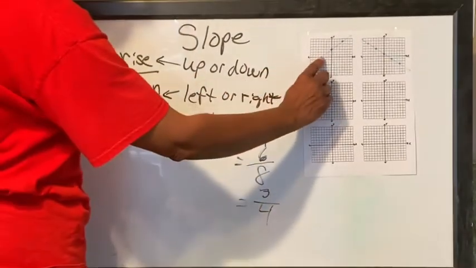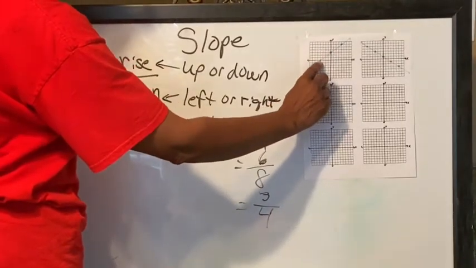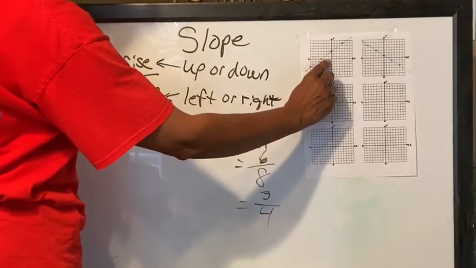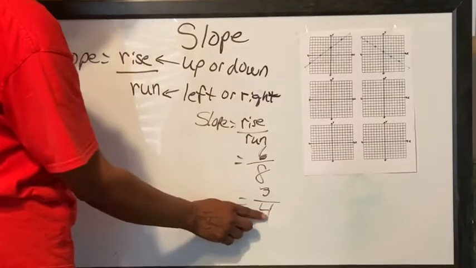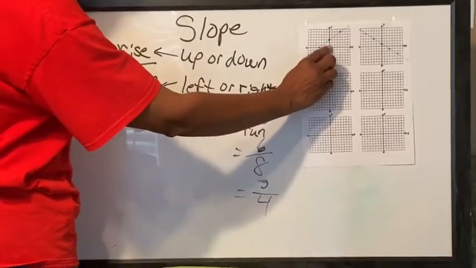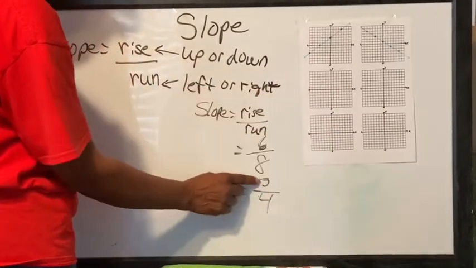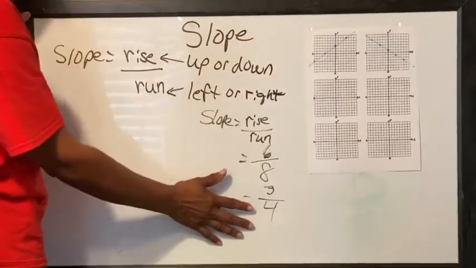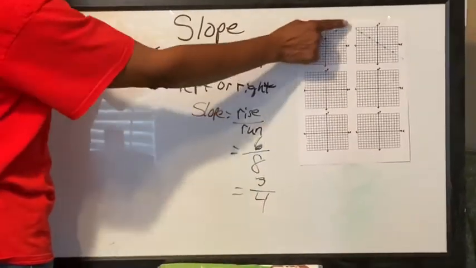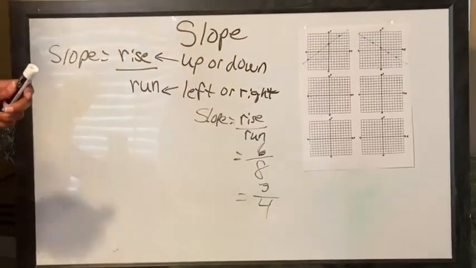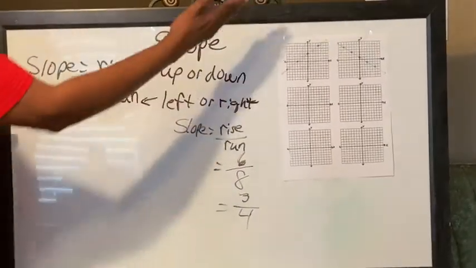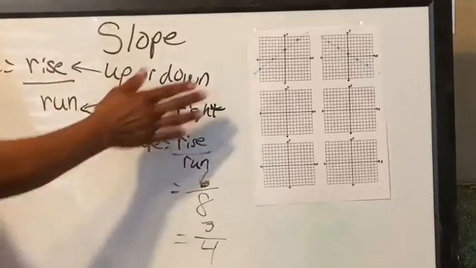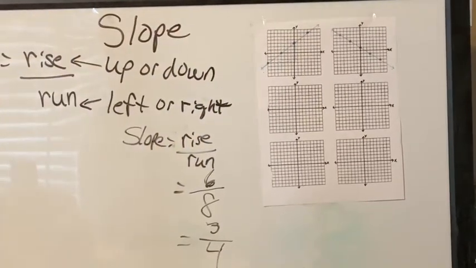Even if I had done from here to here, watch. I would move over 1, 2, 3, 4, so that gives me my run of 4. Then go up 1, 2, 3, and that gives me my rise of 3, so I get 3/4. So the slope of this line is a positive 3/4, and look at how that line is slanted, so you'll know the difference in the slant of the line to determine if it is a negative or a positive slope.